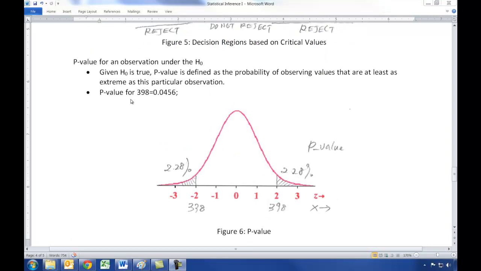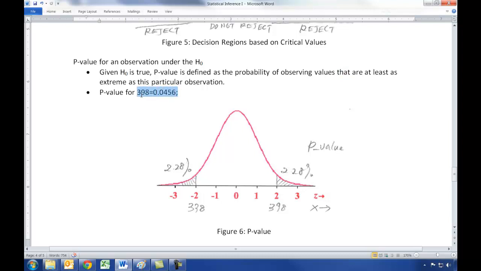Another important concept in hypothesis testing is p-value. P-value is defined for an observation under the null hypothesis. Specifically, p-value is defined as, given the null hypothesis is true, the probability of observing values that are at least as extreme as this particular observation.